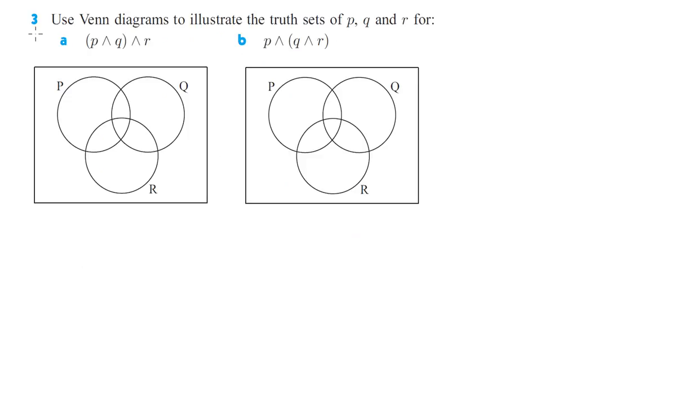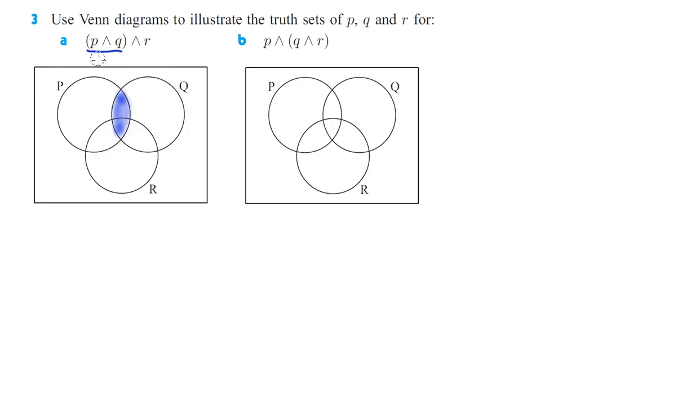All right, so let's try to use Venn diagrams to illustrate the truth sets of P, Q, and R for P and Q, and then and R. So let's do this. Let's do P and Q. P and Q is going to be this dark blue one. So here's P, here's Q. So P and Q is going to be this middle section right in here, right? So here's P and Q. Okay, so we've colored that in. There's our P and Q.